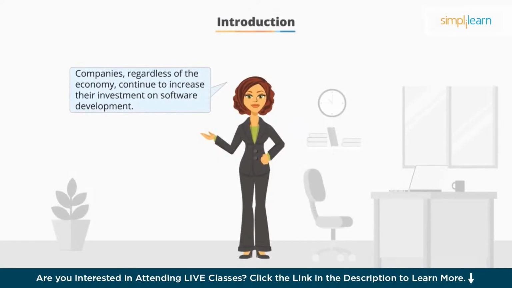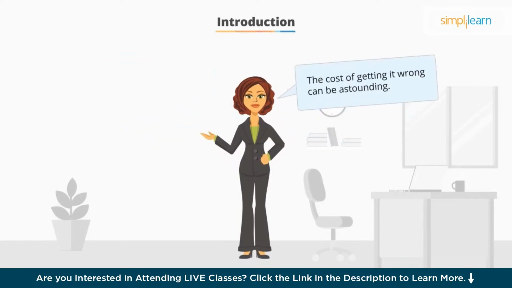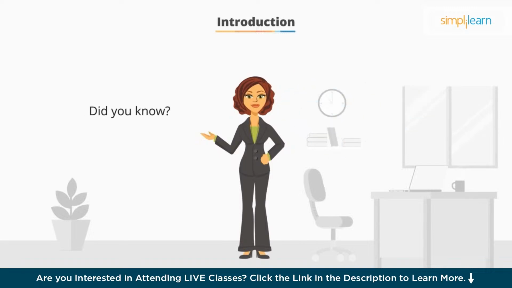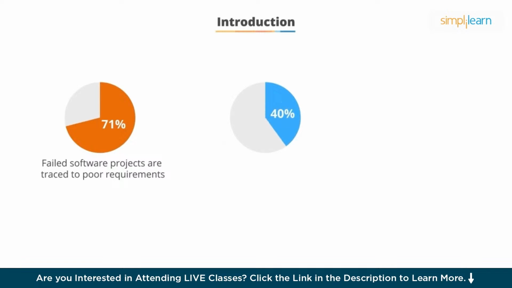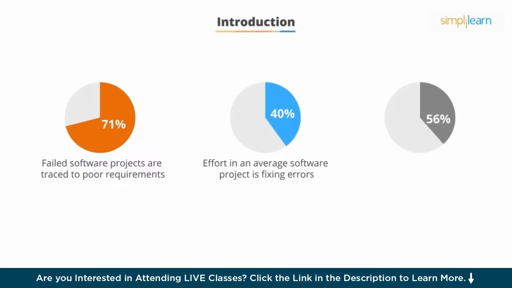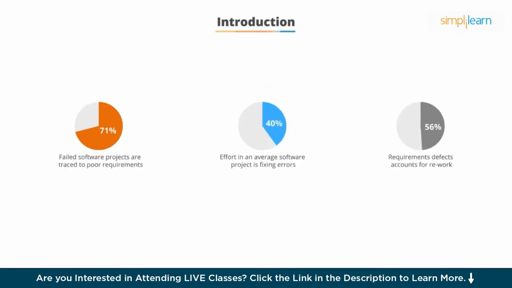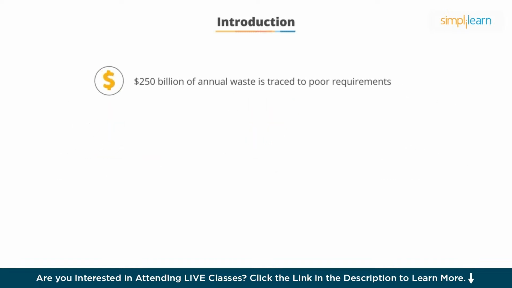Companies, regardless of the economy, continue to increase their investment in software development. The cost of getting it wrong can be astounding. Did you know that according to CIO magazine, 71% of failed software projects are traced to poor requirements? 40% of the effort in an average software project is fixing errors. The Butler Group reported in 2005 that requirements defects account for 56% of rework. 250 billion of annual waste is traced to poor requirements globally.